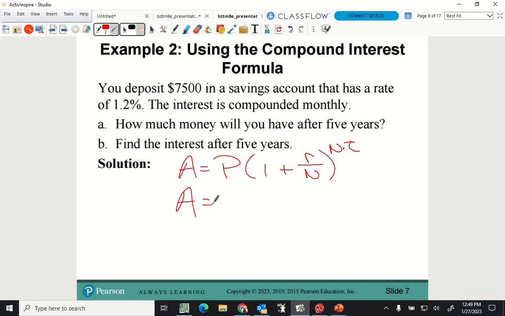A equals, what's the P value? 7,500. Parentheses, 1 plus, what's the rate? 0.012. It is 1.2, so it's 0.012 over. You need to put that in the calculator as a fraction. How do I do a fraction in the calculator? You control divide. And N, what is N? 12. I'm going to use 12 for N. Close, caret, raise it up. 12 times 5.